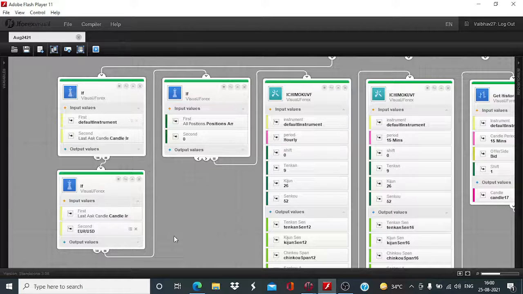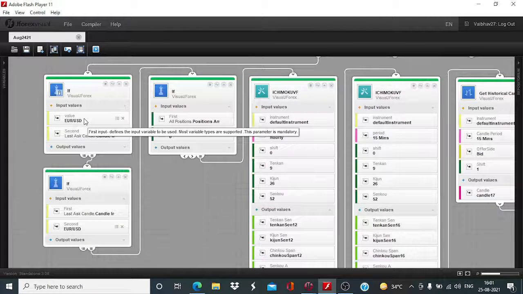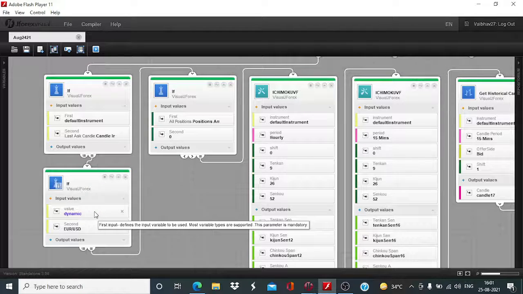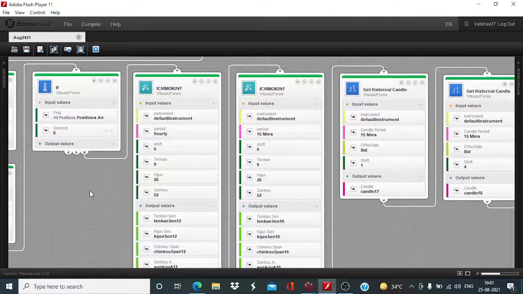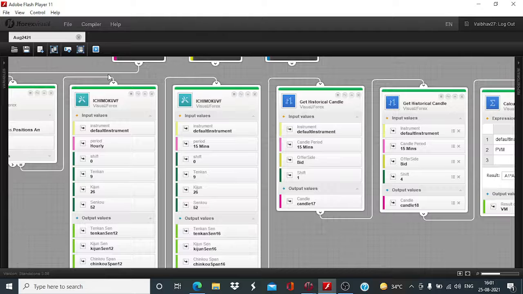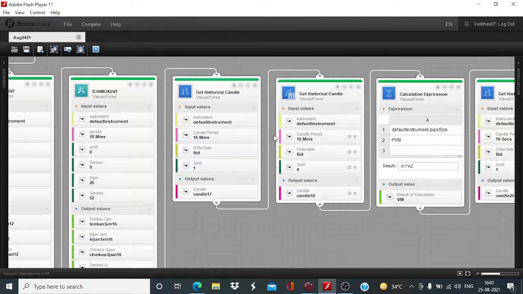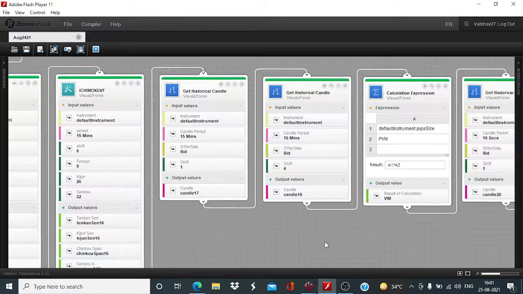Here, the instrument subscription was carried out where the default instrument, which is Euro USD, is being matched with the candle instrument, which in turn is being matched with the instrument of choice. The position amount, all positions were defined at 0. After that, I got these two Ichimoku VA blocks for different candle periods. First one is hourly, whereas the second one is 15 minutes. And to look at the price volatility and also to define certain conditions for the execution of the trade, we have also utilized these two get historical candle blocks of 15-minute time frame.